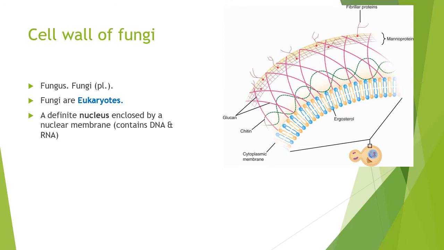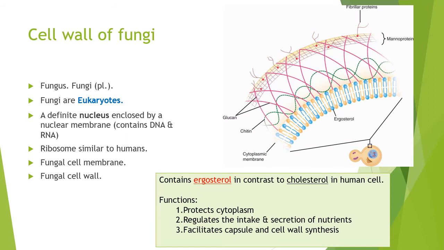In this case, they have a very well structured nucleus. So there is DNA and RNA that is enclosed with a nuclear membrane. There are also ribosomes in the cytoplasm that are similar to the human ribosomes in size. And the fungal cell membrane has some unique structures like ergosterols, and the fungal cell wall also is unique. The ergosterol here is different from the type of sterols in humans, which are cholesterol.